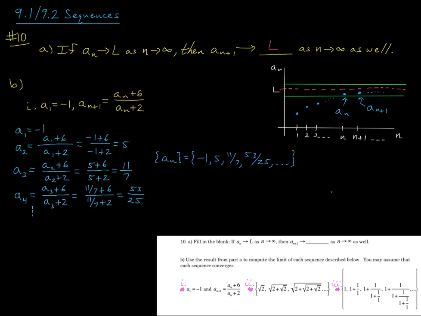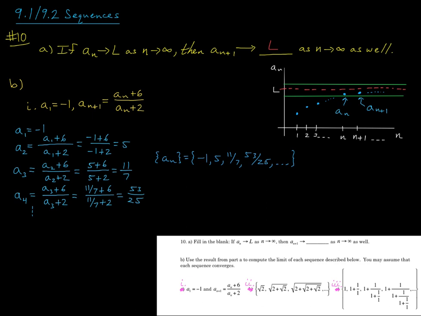Here I've gone ahead and computed the first 4 terms of the sequence just to get a feel for what it looks like. So a sub 1 is -1. To get a2, this is going to be a1 plus 6 divided by a1 plus 2. I plug -1 in for a1, and that all simplifies to 5. To compute a3, plug 5 in for a2, and that's going to give you 11/7. For a4, likewise, we wind up getting 53/25, and so on and so forth.